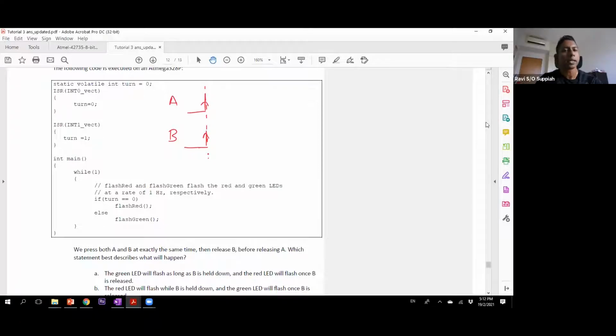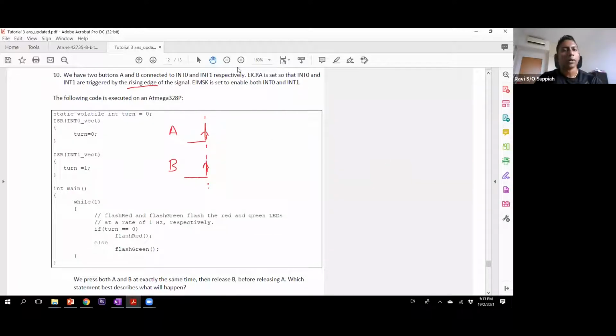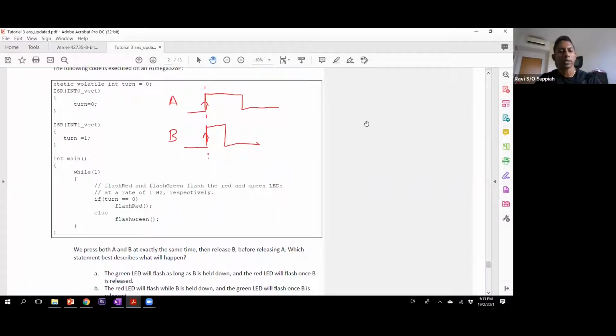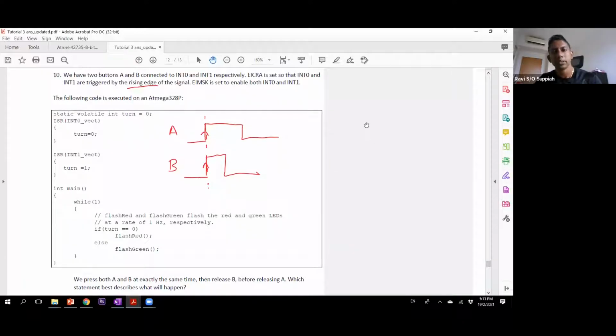Let me see the question again. They release B before releasing A. So after I press B, I release it first, and then after a while A is released. Release B first before releasing A. Which statement best describes what will happen? The first thing you must know is that, if you recall, by default nested interrupts are disabled. That means when one interrupt is happening, the other interrupt has to wait. The other thing is the priority of interrupts, which is the order in which they are arranged in the vector table.